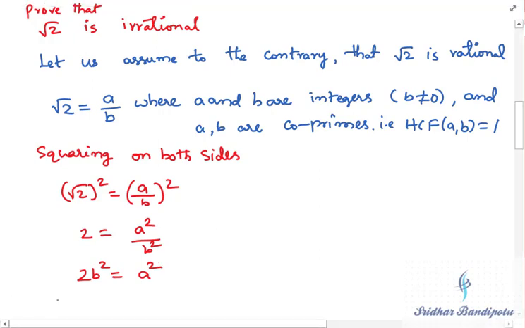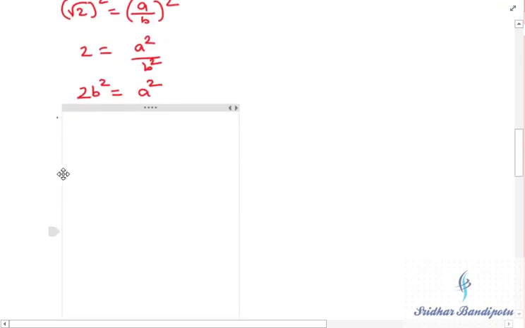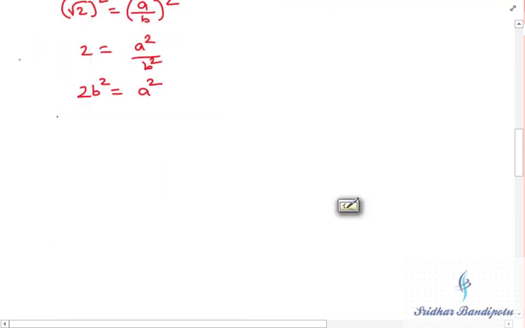See here, 2b squared equals a squared means 2 is one of the factors in the prime factorization of a squared. Yes or no? Because a squared equals 2 into b into b. So here I can say that 2 is a factor in the prime factorization of a squared. So I can say 2 divides a squared. If 2 is a factor in the prime factorization of a squared, definitely we can say 2 divides a squared. So I am writing here, 2 divides a squared.